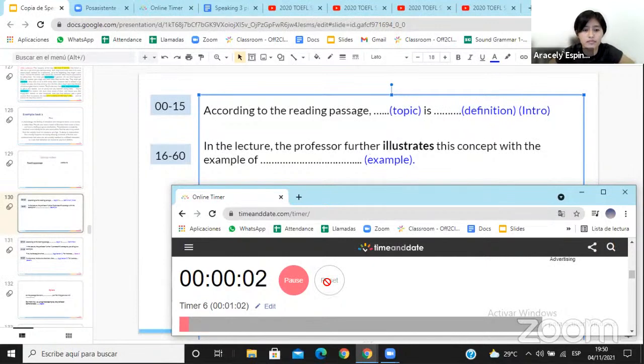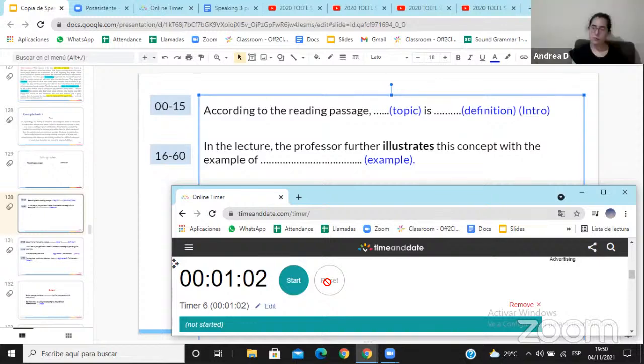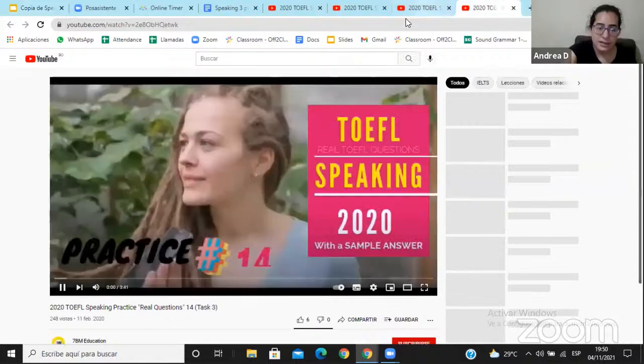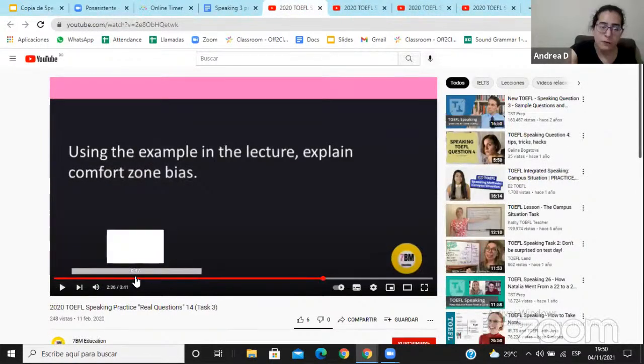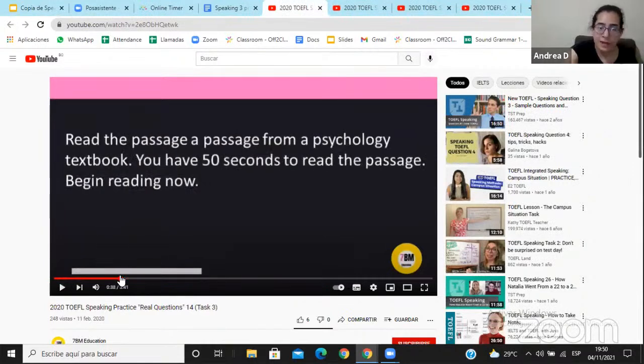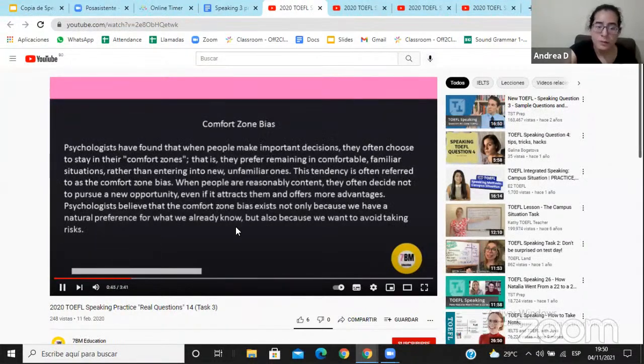Okay. All right, nice. So I like how you summarize the example personally. But careful with the definition. I don't know if it's just the familiar situations. It has to do with that, but I think it's the tendency. I think it's the tendency of remaining in familiar situations or in our comfort zone, right? So be careful with that. So this tendency, or the preference of remaining in comfortable familiar situations, that's the comfort zone bias.